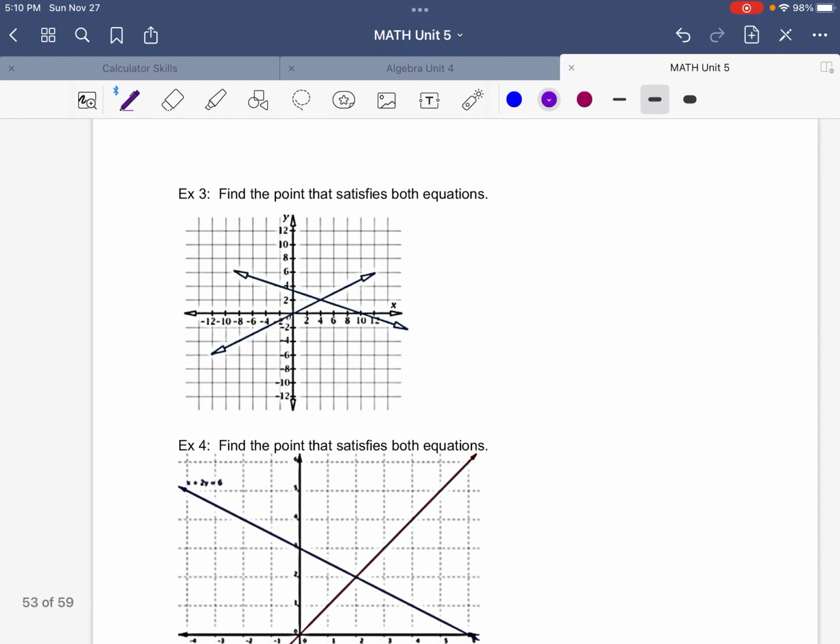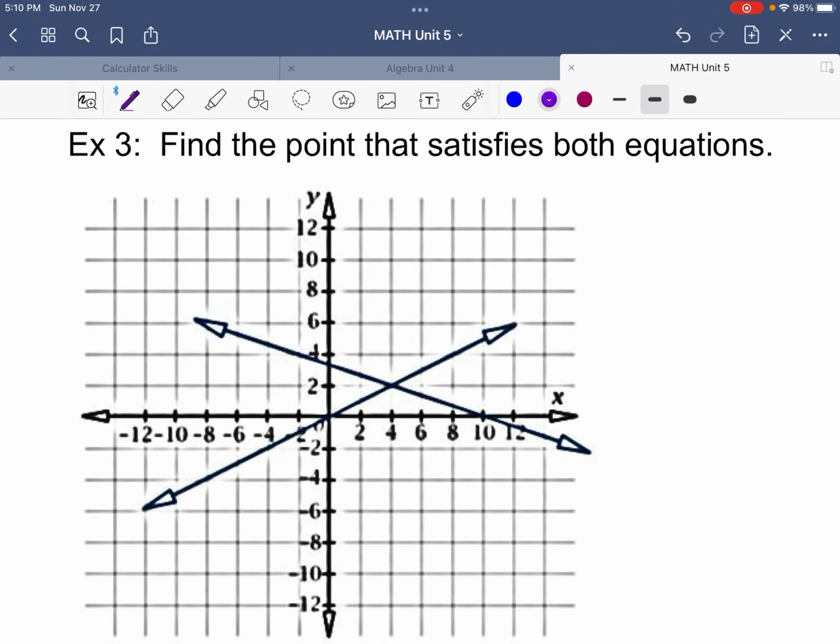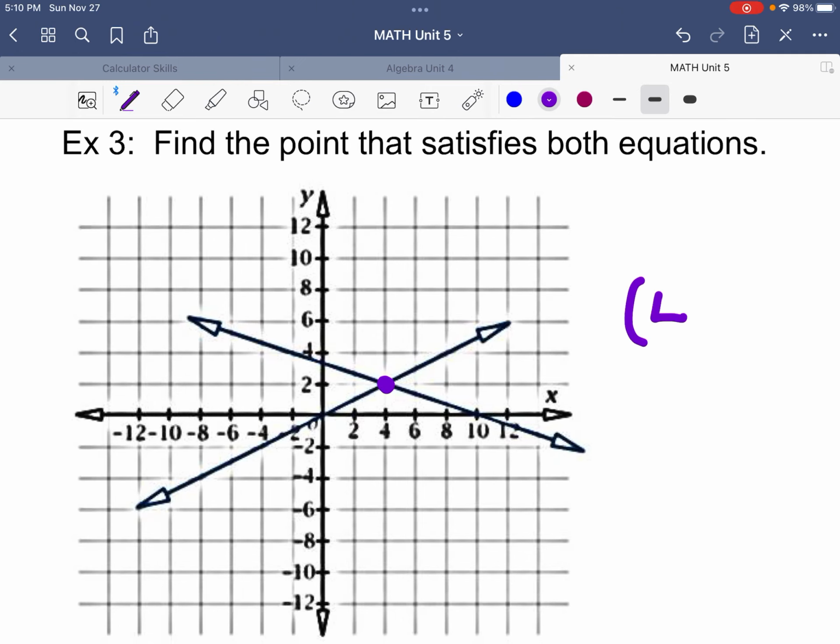Okay, let's look at another one. Luckily, I can zoom in for my old eyes. Let's find the point that satisfies both equations. Example 3. Well, those two lines intersect right there. They intersect at the point where x is 4 and y is 2. If you're wondering where I'm getting those numbers, I'm going straight down from that point and then straight left to right.